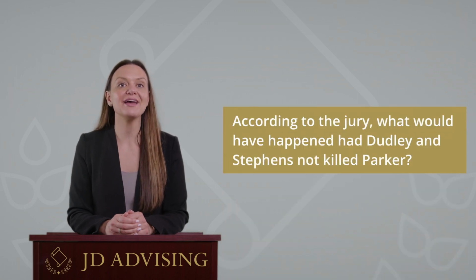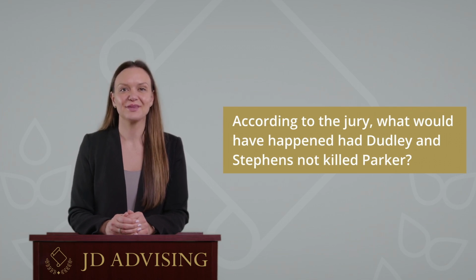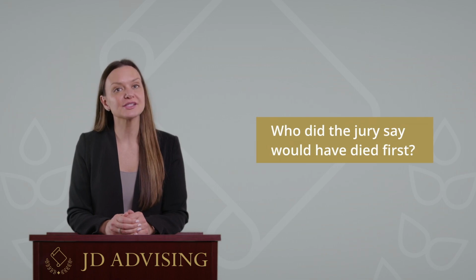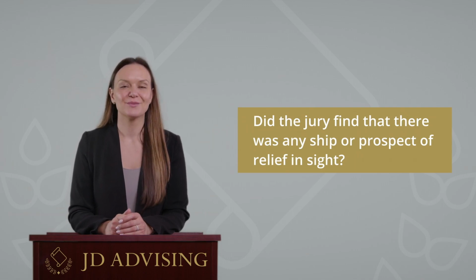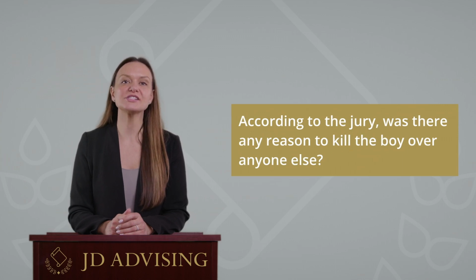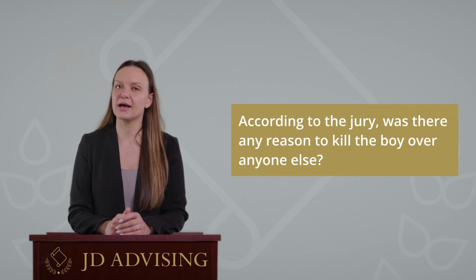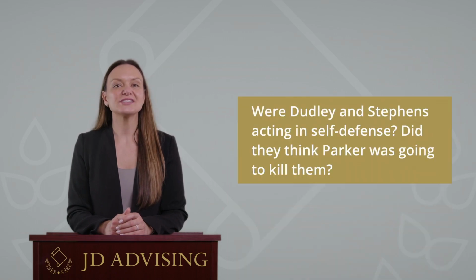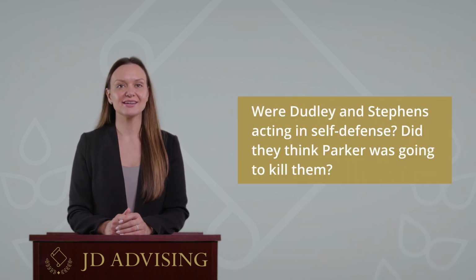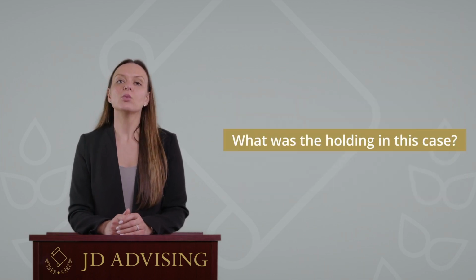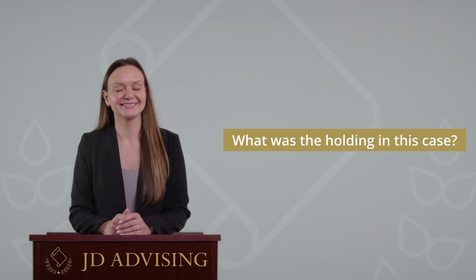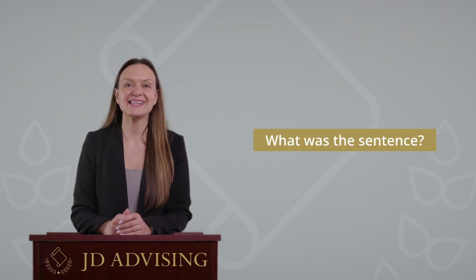According to the jury, what would have happened had Dudley and Stevens not killed Parker? Who did the jury say would have died first? Did the jury find that there was any ship or prospect of relief in sight? According to the jury, was there any reason to kill the boy over anyone else? Were Dudley and Stevens acting in self-defense? Did they think Parker was going to kill them? What was the holding in this case? What was the sentence?